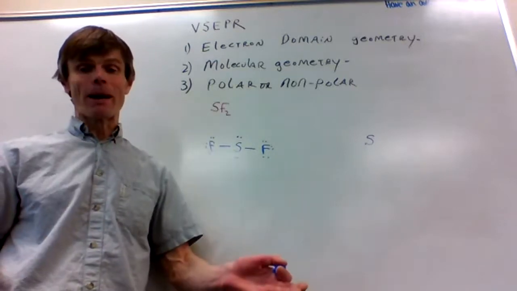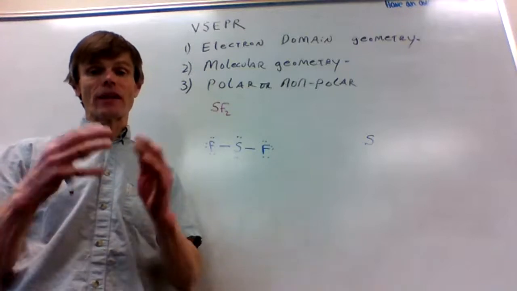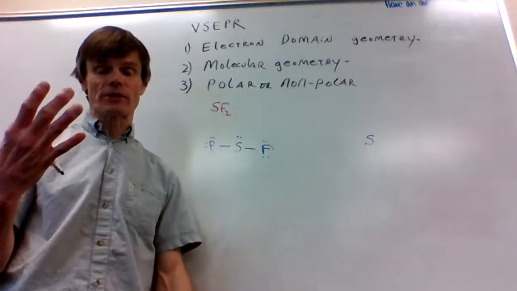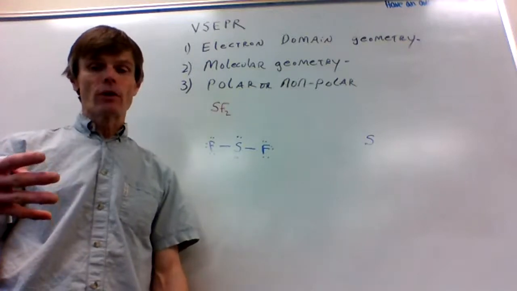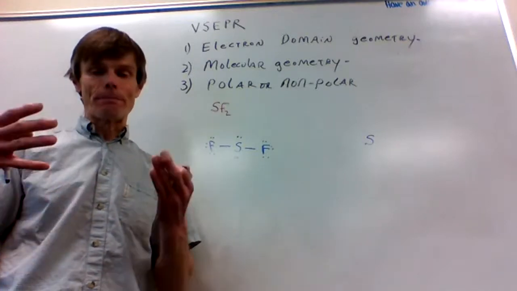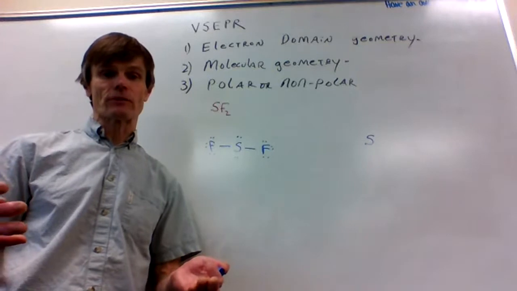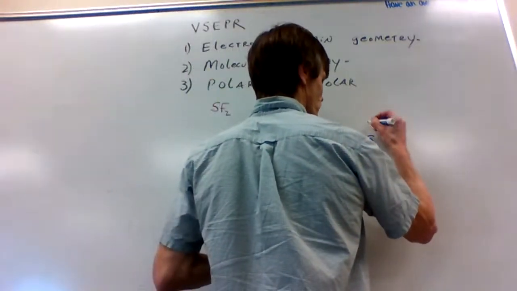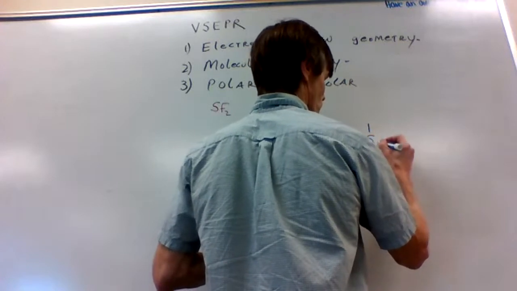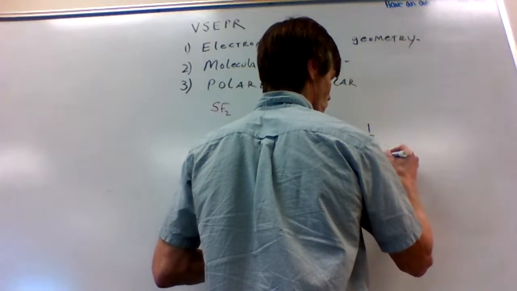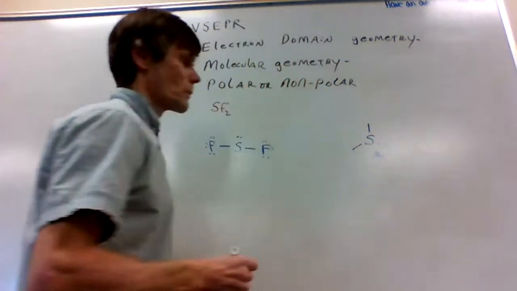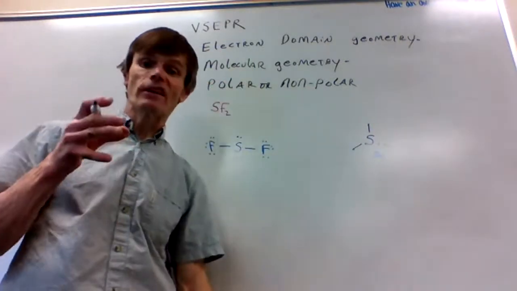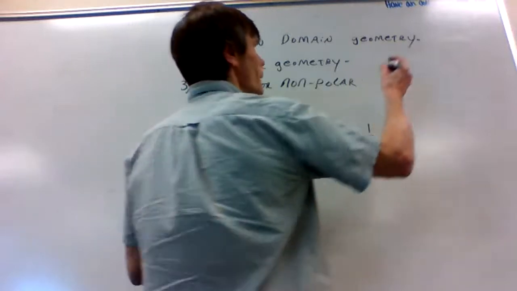How can we maximize the distance of electron density about a central atom when there's 4 regions about it? Well, remember, tetrahedral is the best way to maximize the distance between these regions of electrons. So the electron domain geometry is tetrahedral.